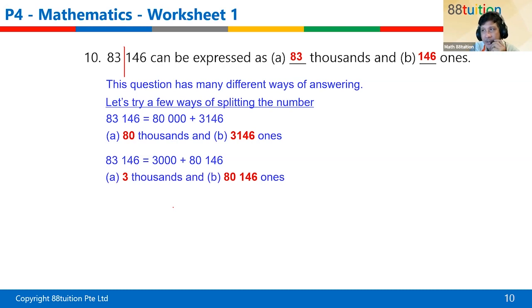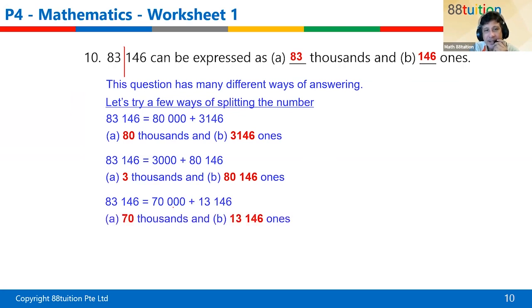So let's take a look at just another example. What if I don't like to keep the 8? I can actually split the 80,000 into something smaller. So let's say my 83,146, I split into a 70,000. Then of course, the other number I need will be 13,146. And if I split it this way, my answer becomes 70,000, 13,146 once.